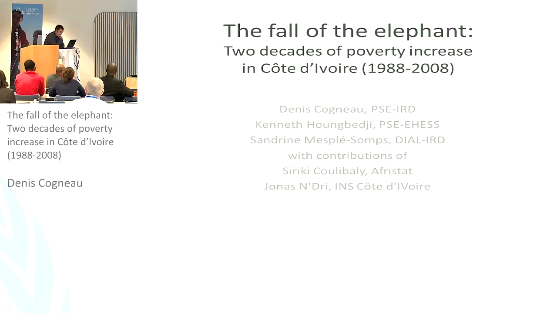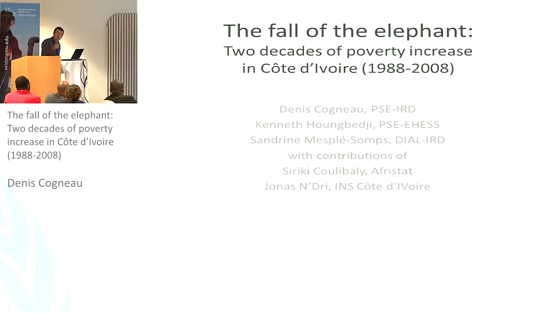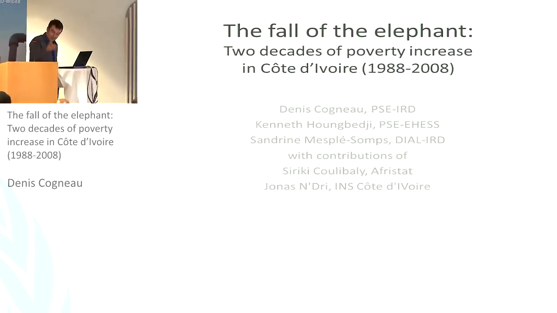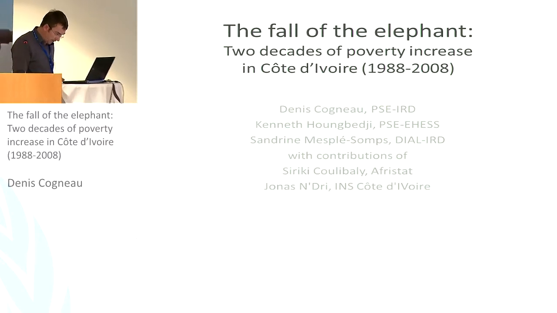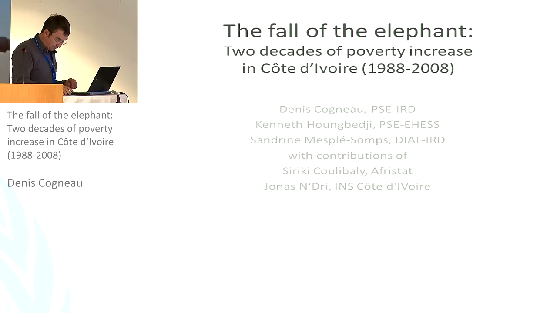Same GAPP project. It's a paper entitled The Fall of the Elephant, Two Decades of Poverty Increase in Côte d'Ivoire from 1988 to 2008. It's co-authored by, in particular, Kenneth Mbeji, who is sitting here with the red pullover, and with other co-authors that are listed down there.